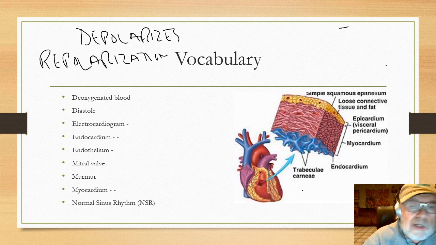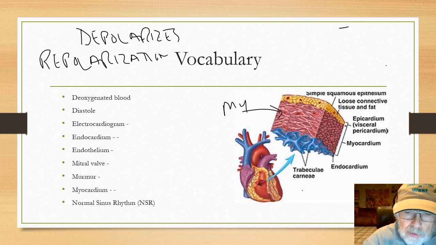The endocardium. Endo means within. Now this is showing the wall of the heart. This right here would be the myocardium, which is basically the muscle. This right here would be the epicardium. Then this area in here, this blue area, it's not really blue, is called the endocardium.